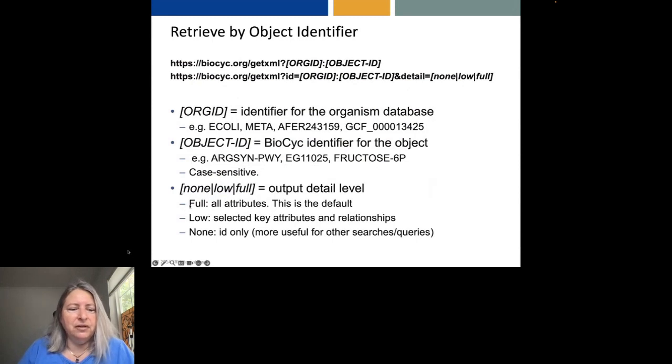So the detail level: the full lists all the attributes. That's the default when using the get XML query. The low detail is the one where essentially we've predetermined certain attributes and relationships that we consider important to include. So that's what you get in low detail. And then none, well, you just get the ID.